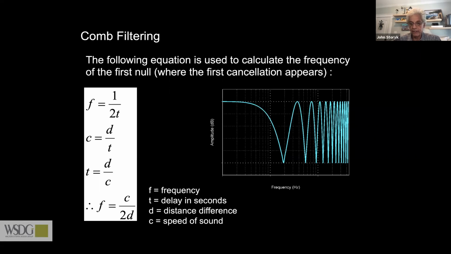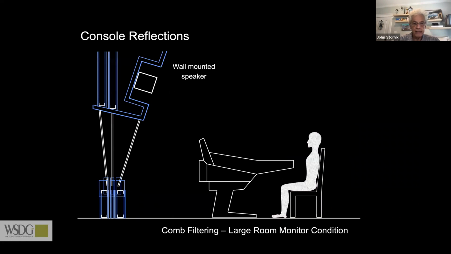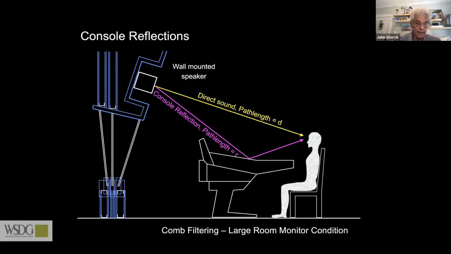So this would be fun as an effect, but you certainly don't want your room to be doing this without your permission. What would cause this? Well, what would cause this would be a reflection bouncing off of a surface like a console and arriving just a little bit later in time at almost the same level, just like we're seeing here. So this purple route is just a little bit further than the yellow route, probably by 3 or 4 feet.